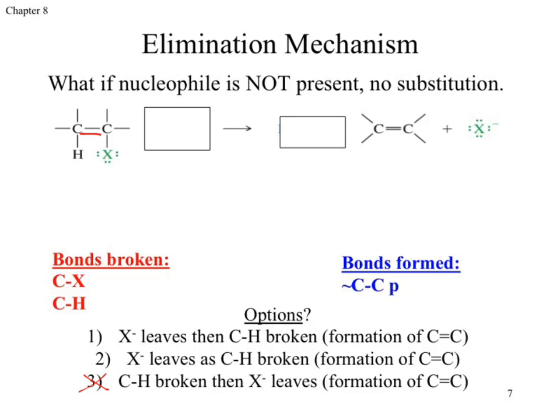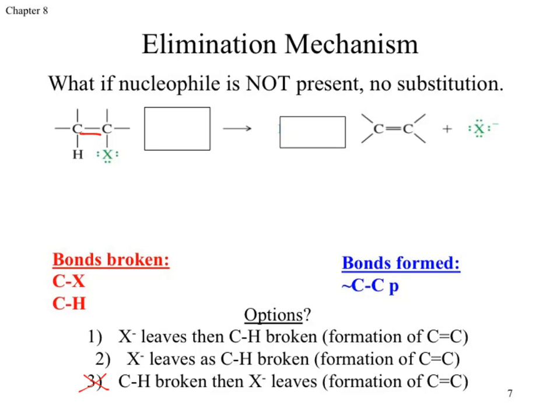You'll notice that these two mechanisms have very similar relationships back to what we looked at when we looked at substitution. In E1, we got rid of the leaving group, and the nucleophile came in and attacked. What happens in our first option? We get rid of our leaving group, and then our electrons come in and attack. It's effectively the same thing. What happened in the second mechanism? We did everything at the same time. The leaving group left, electrons came in and attacked.